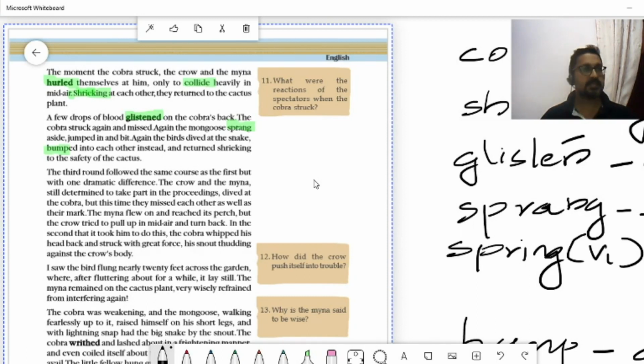It missed. Mongoose sprang aside. In one way or other, mongoose avoided the attack of cobra, jumping to one side, jumping to the other. Again the birds dived at the cobra.